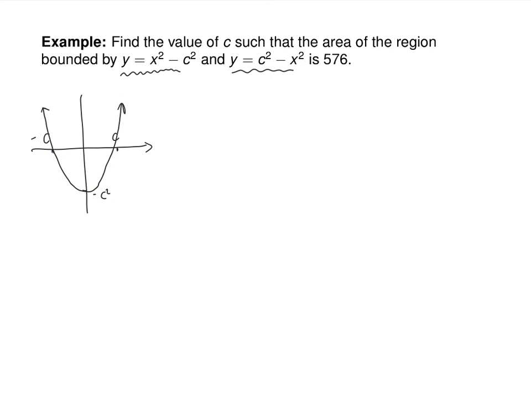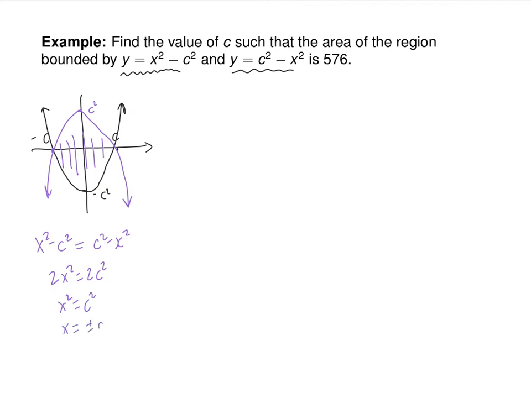Now the other parabola will be an upside down parabola. Its y-intercept is at positive c squared, and it also has the same x-intercepts. And we're going to actually prove that that's true. We want to find what value of c makes that area 576. So first let's verify that the intersection points are positive, negative c. So set x squared minus c squared equal to c squared minus x squared. That gives us 2x squared equals 2c squared. X squared equals c squared, so x does equal plus or minus c.